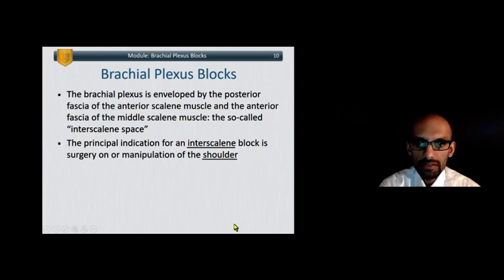So the brachial plexus is enveloped by the posterior fascia of the anterior scalene muscle and the anterior fascia of the middle scalene muscle, the so-called interscalene space. So it's sandwiched right in between the anterior and middle scalenes. The principal indication for interscalene block is, of course, surgery on the shoulder. No other upper extremity block can capture the shoulder's innervation, so that's why this interscalene block is indicated for those types of procedures. Anything distal to the shoulder, and you can start working your way down the brachial plexus and do supraclavicular blocks, infraclavicular blocks, or even axillary blocks.